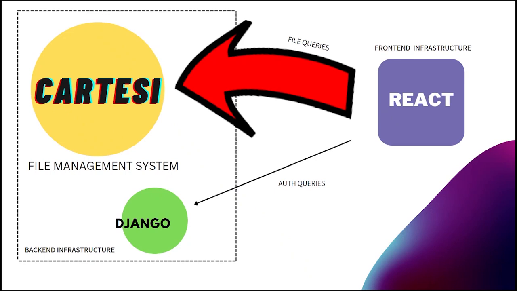We have used React in the front end, and our backend is composed of Cartesi and Django. Cartesi is the major part of our backend. This is the reason it is in a bigger perspective. Django is used for auth queries, while Cartesi is used for the file management system.